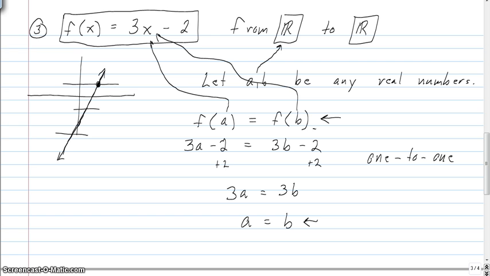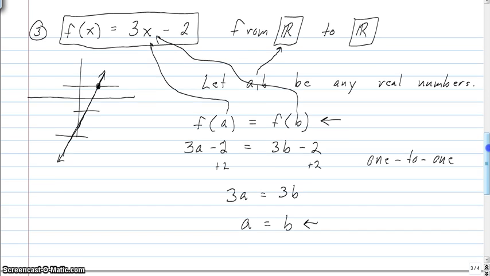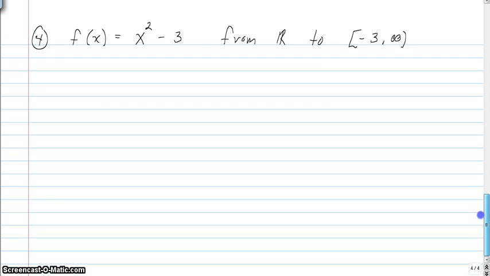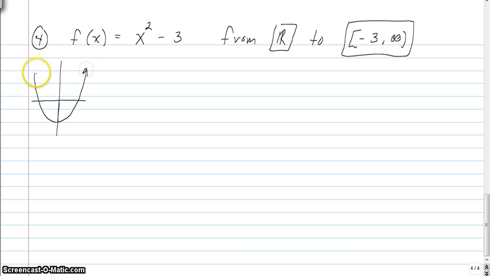Now, if we were to get stuck in our algebra anywhere in here, that might be a pretty good clue that the function's not one-to-one. Of course, having some knowledge of the graph of the function would help us to know whether or not the function is one-to-one as well. So let's look at another function. x squared minus 3 from all real numbers to this set, which is the range of the function.